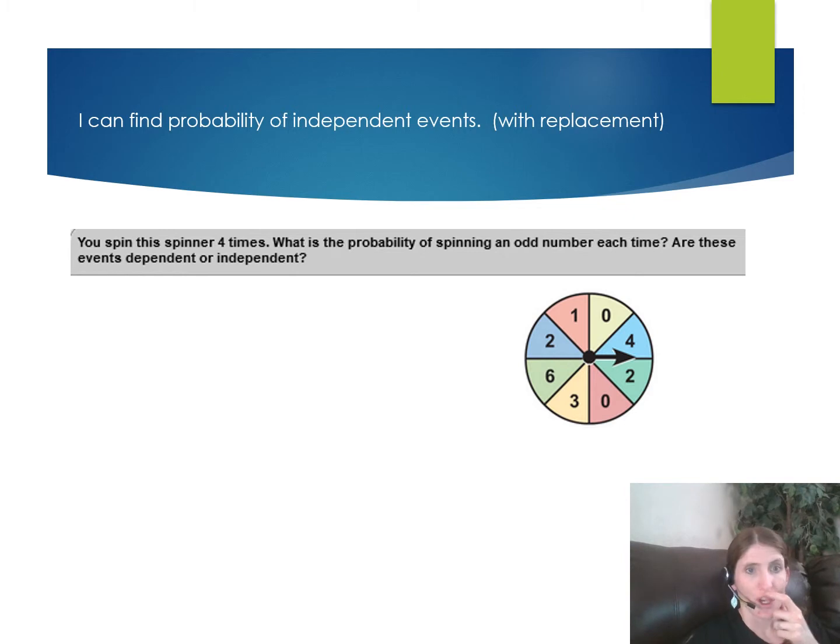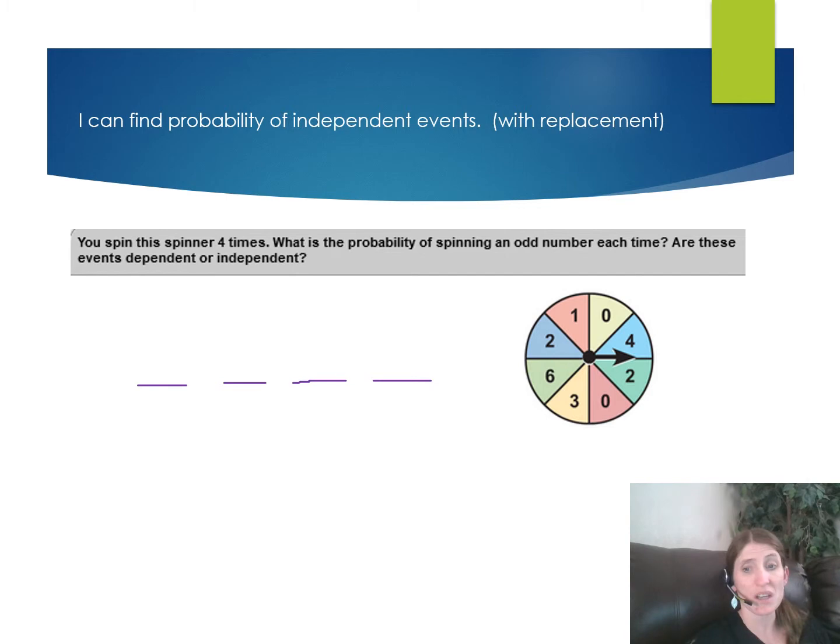Next one. You spin this spinner 4 times. Once again, I've not only given you a hint at the top, but if you're spinning the spinner 4 times, it's not like you're going to take a section of the spinner out, right? What is the probability of spinning an odd number each time? Okay, so look, 4 times. I always start with how many of what I'm doing, okay? 4. What is the probability of spinning an odd each time?